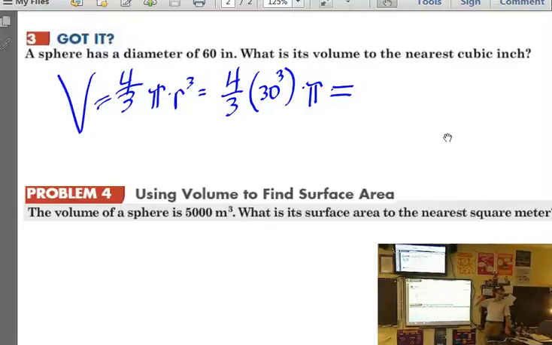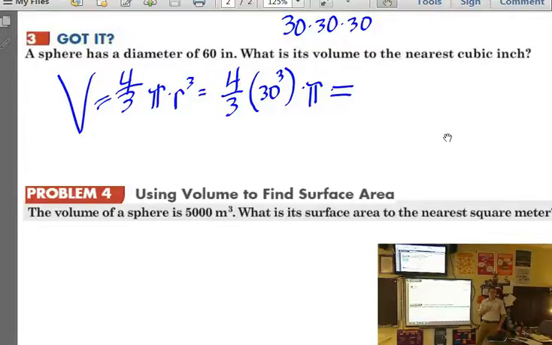Do you know what 3 cubed turns into? 27, right? So what does 30 cubed turn into? 27,000. So if I had 30 times 30 times 30, it's 27,000.